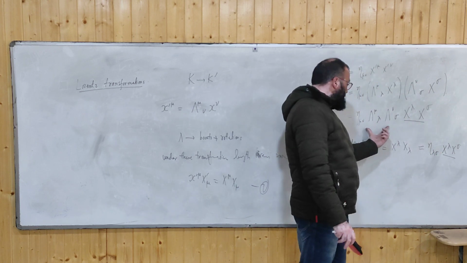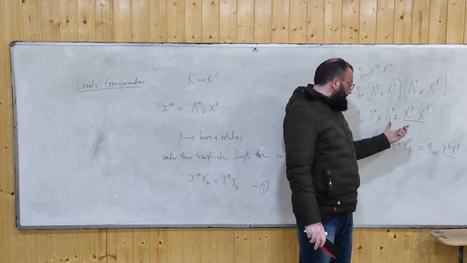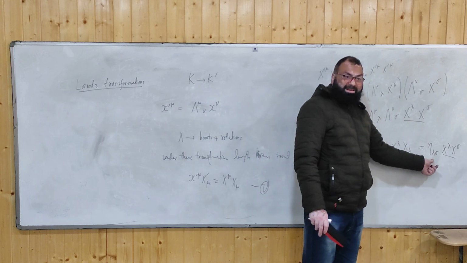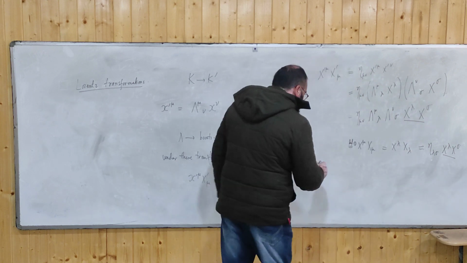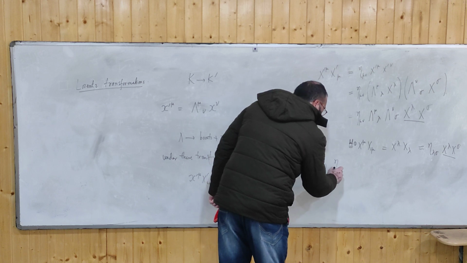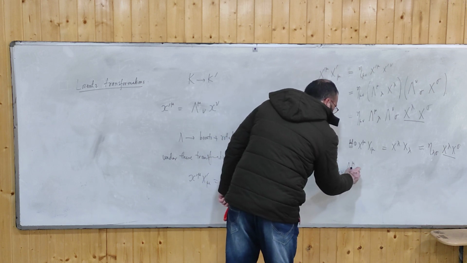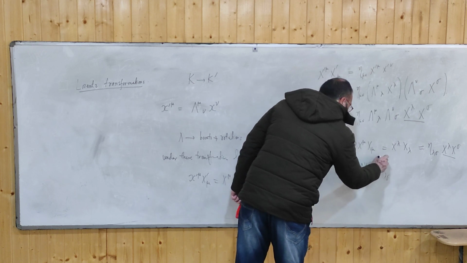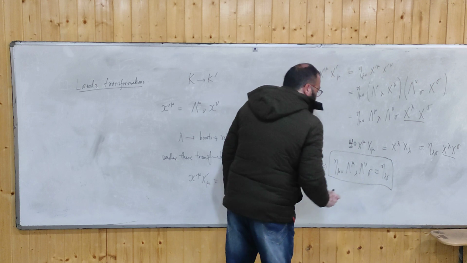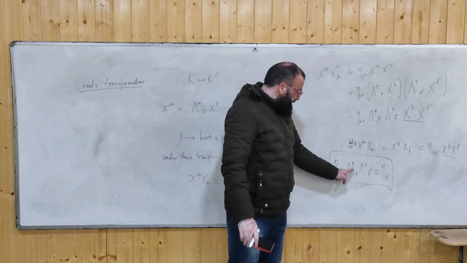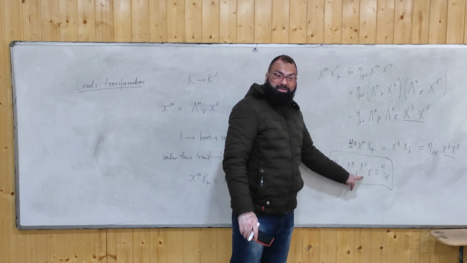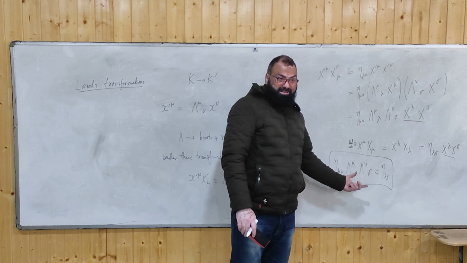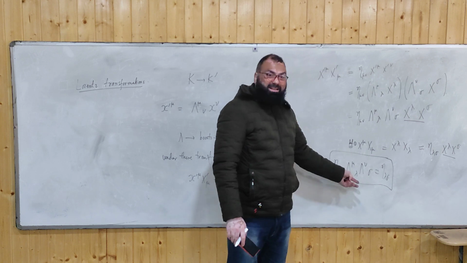I will now compare the coefficients. Because this object is the same as this object, the coefficient here has to be the same as this thing. Clear? So what does it mean? It means eta mu nu lambda mu lambda, lambda nu sigma, is the same as eta lambda sigma. So what does it give me? This lambda mu nu multiplied by lambda mu nu is equal to the identity. Clear? Is it clear?